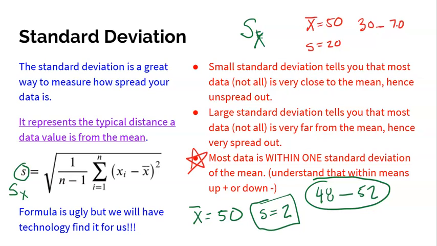And that is a very big spread. That means my data is going all the way from 30 all the way up to 70. That's a lot of data that's spread out. So that's how standard deviation connected with your mean really could tell you a lot about how your data spread.